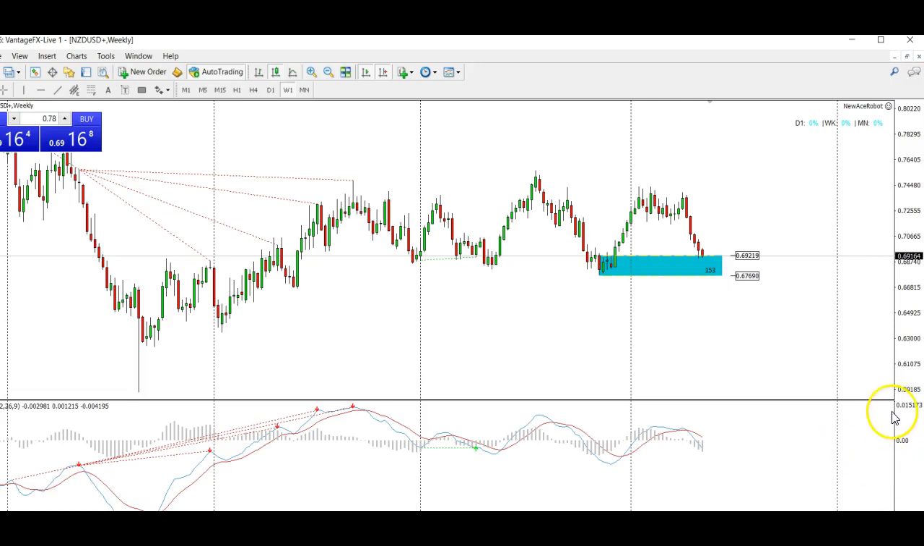Today I just want to show you a quick example of a trade I haven't entered yet, but I've set my ACE robot to actually enter the trade when it happens. So it's in two currency pairs: the Kiwi against the Japanese yen, and the Kiwi against the US dollar. You can see we're coming into this weekly area here.